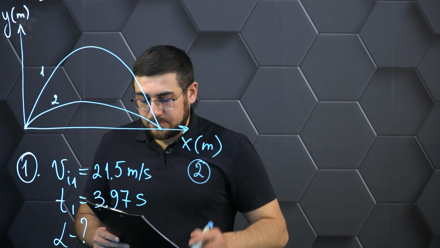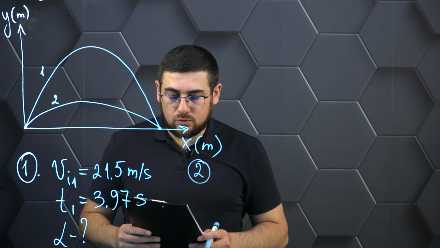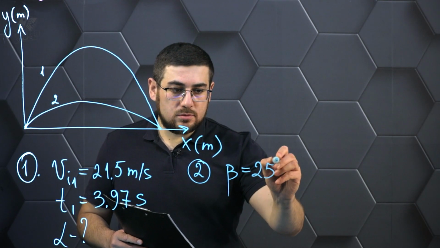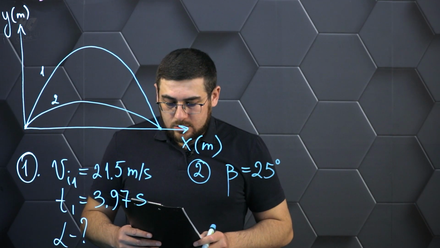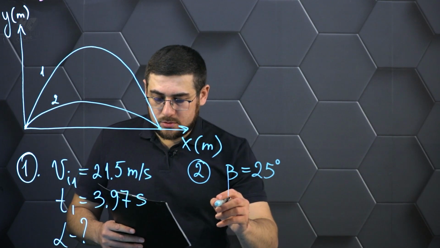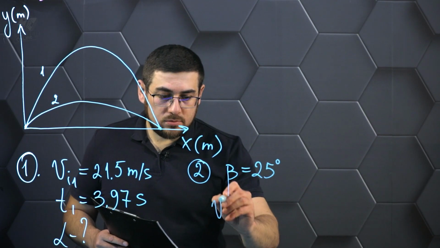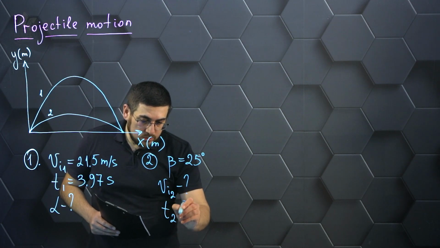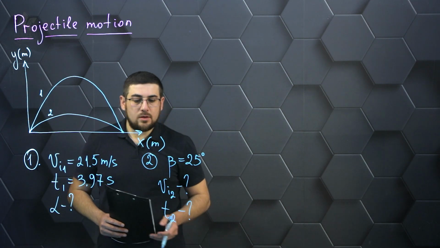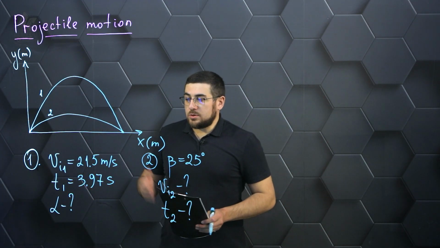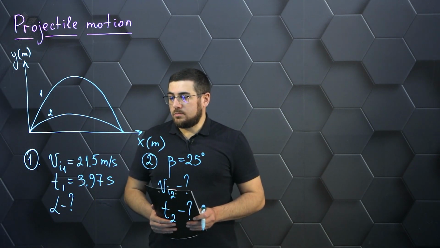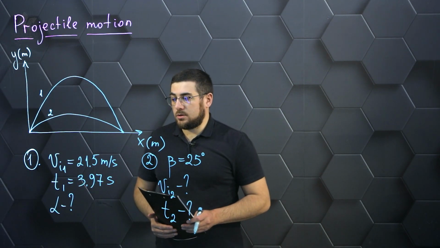So for the second case, we know that the throwing angle is 25 degrees. And we need to determine the initial velocity of the projectile and the time of flight of the projectile in the second case. Let's look at the first situation. Analyze what we know and see how we can determine the value we are looking for.